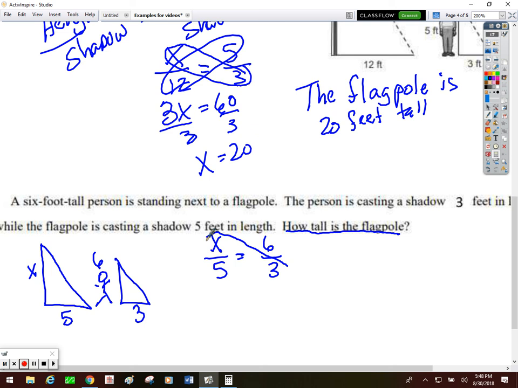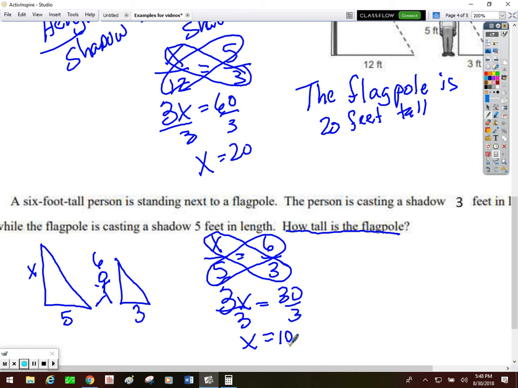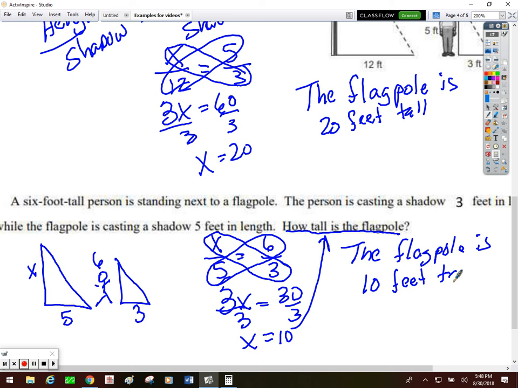All right, so let's cross multiply here. We have 3 times x is 3x, and 5 times 6 is 30. If I divide both sides by 3, I have x is equal to 10. So this number tells me exactly what this question asks: the flagpole is 10 feet tall, or high, however you want to write it down. But since it used tall, I'm going to try to use tall.